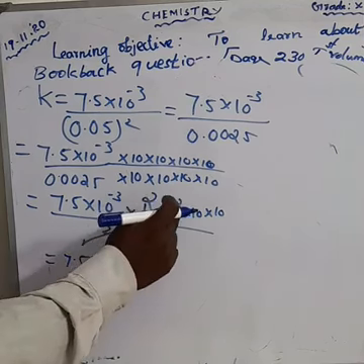We get the total value 30 into 10 raised to minus 3 into 10 to the power minus 2. We get the value like that. 30 into 10 raised to minus 1 can be written as 30 by 10. So what's the answer? That's equal to 3 mole inverse liter second inverse. Okay? Please all of you take this question.